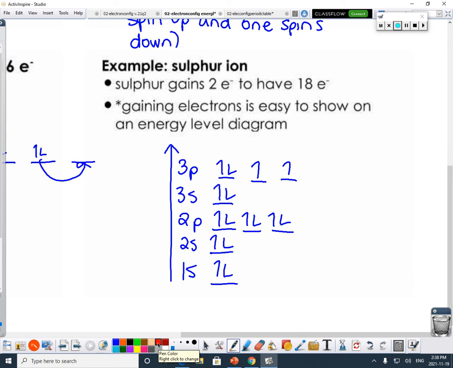I think that gaining electrons is easy to show. Where does it go? Oh, they obviously go here. And just remember, if I've drawn these both up, the ones that come in will spin down. So if you did it opposite and you spun yours down first, then make sure the ones you add go up, okay? Still have to follow Pauli's rule.